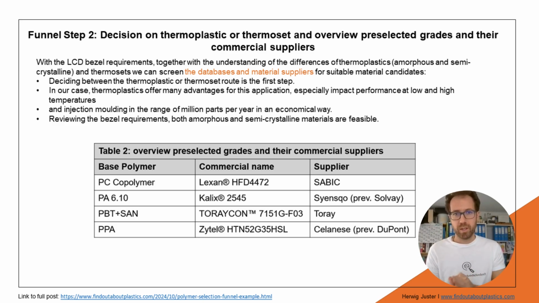The decision between amorphous and semi-crystalline. Here, both options are available to be considered. So in our case, I proposed a polycarbonate copolymer as an amorphous solution, and as semi-crystalline we have polyamide 610, a blend of PPT and SEN, and a high performance polyamide.